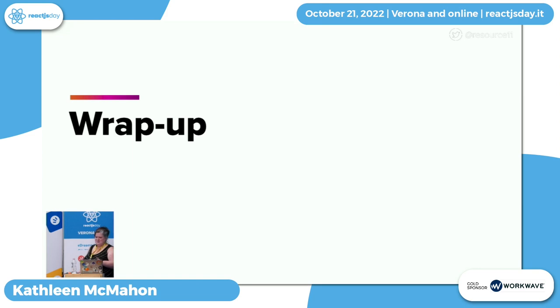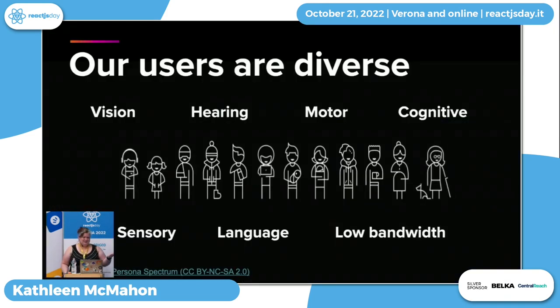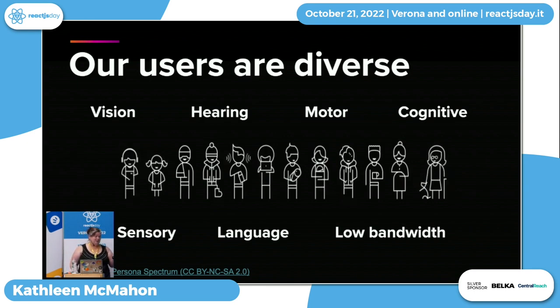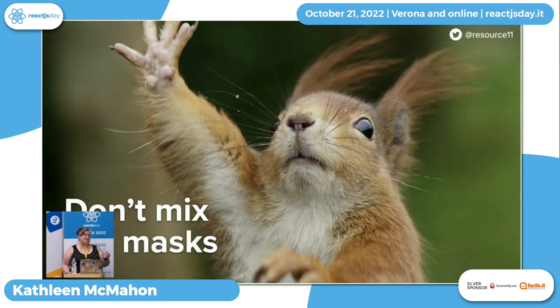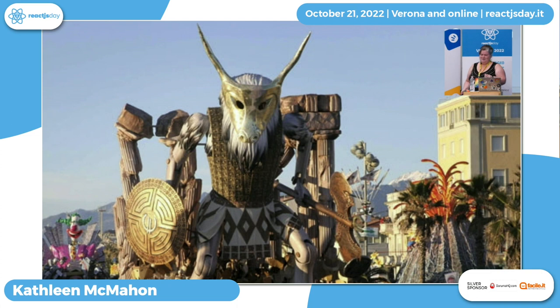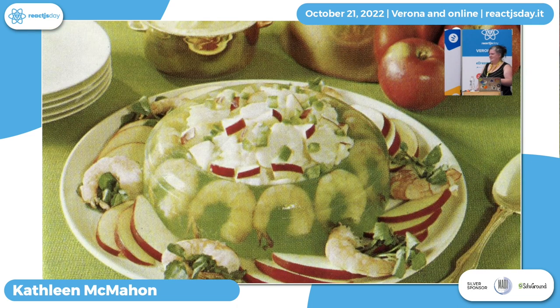So to wrap up, design systems are a carnival, and our users are diverse, so we really should make our components accessible. And when you are making your disclosure widgets, don't mix your masks, because otherwise you might not get the component or the experience you want, and you might end up disappointed. Thank you.